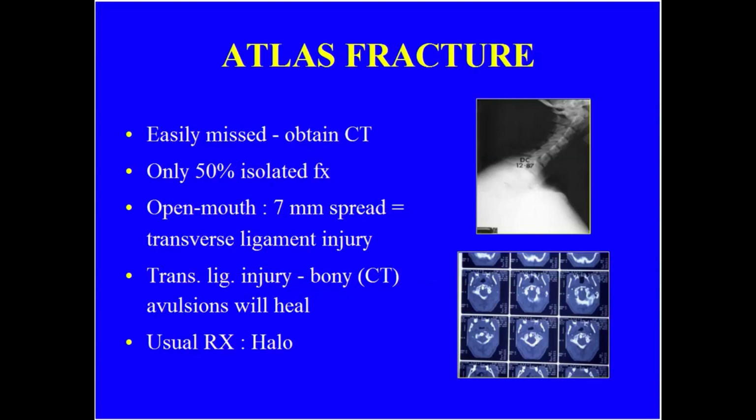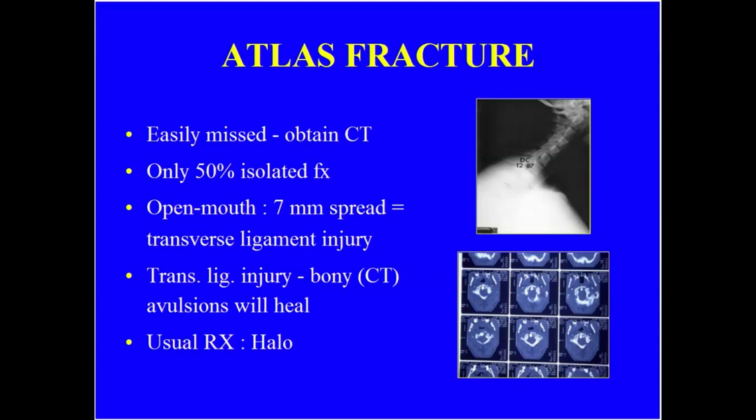but also non-contiguous injuries. On the open mouth odontoid view, if you see 7 millimeters of spread or more of the lateral masses, that means there's an associated transverse ligament injury and you have an unstable fracture of the ring of C1. What does that mean? Well, that means you should put the patient in traction, reduce that, and then they go into a halo.